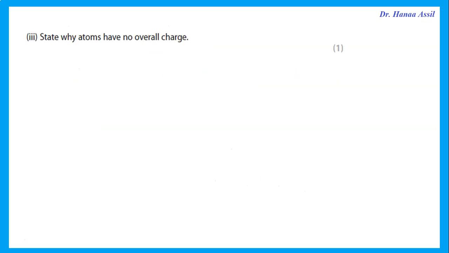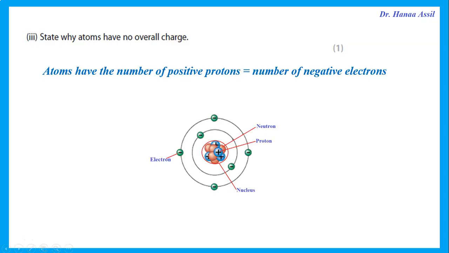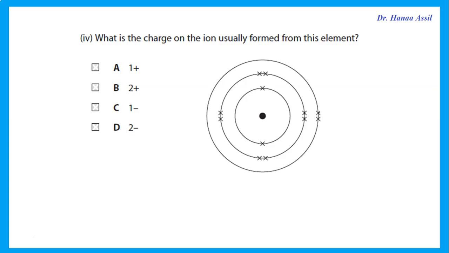State why atoms have no overall charge. Well, you should know that an atom is neutral. This is because it has equal number of positive protons and negative electrons. So in an atom, the number of protons, which is positively charged, is equal to the number of electrons, which are negatively charged. So there is no overall charge for the atom.